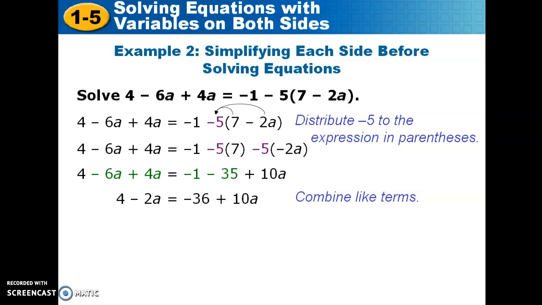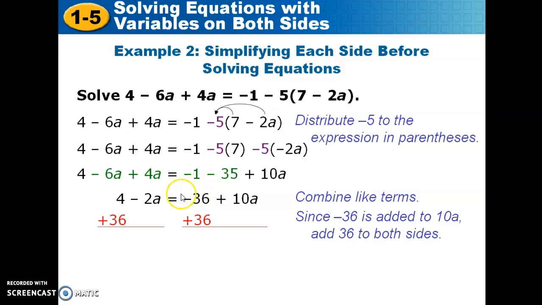So now what we have to do is get our variables on one side, get our constants on the other. Doesn't really matter which one you do first. Okay, I'm going to take this 36 and I'm going to add 36 to both sides. So that gives me 40 minus 2a equals 10a.